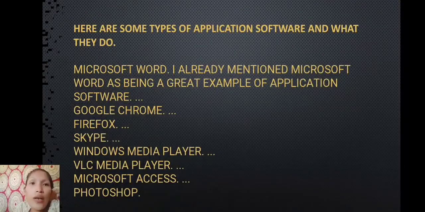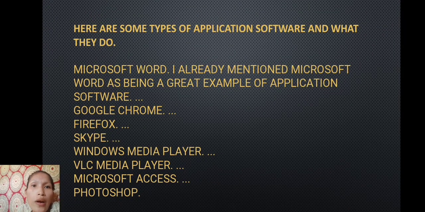Then, the next one is types of application software and what they do. The first is Microsoft Word. What is the job of Microsoft Word? It is mentioned as being a great example of application software. Next are Google Chrome, Firefox, Skype, Windows Media Player, VLC Media Player, Microsoft Access and Photoshop. They each have functions. With Microsoft Word, you use it when you type or create reports. It is still being used today.